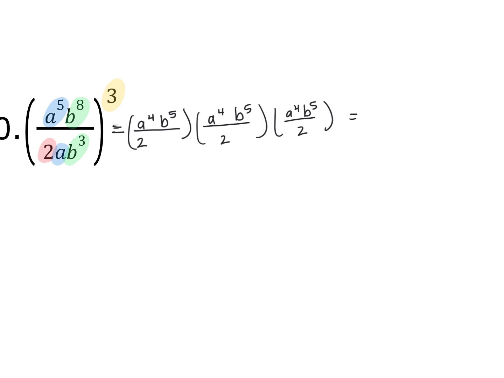Okay, I usually like to start with my big numbers. So my big numbers are these 2's. So 2 times 2 is 4. Times 2 is 8. So my bottom number is going to be an 8. And then I have A to the 4th, A to the 4th, A to the 4th. 4 plus 4 is 8, plus 4 more is 12. So it's going to be A to the 12th. And then I have B to the 5th, B to the 5th, and B to the 5th. It's going to give me B to the 15th.